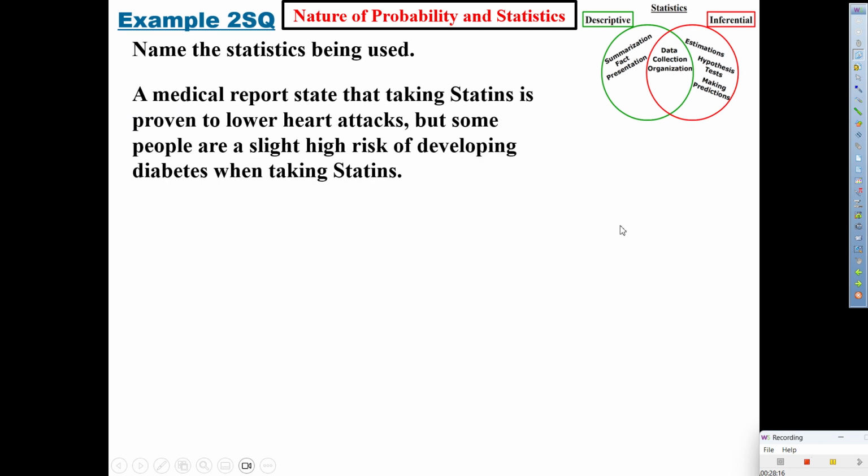Here we go. This one, it says, a medical report states that taking statins is proven to lower heart attack. But some people are at slight high risk of developing diabetes when taking statins. So, talk to your neighbor, let them know what would be a key word and what kind of stats that is.